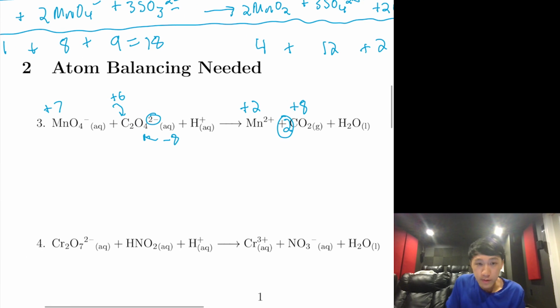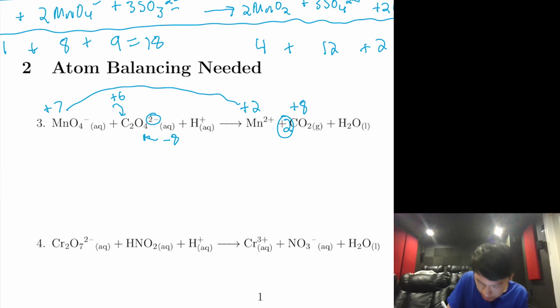Then we do the same exact steps as before. So +7 goes to +2. This is a change of -5. +6 goes to +8. This is a change of +2. What's the least common multiple of 2 and 5? Well, it's going to be 10.